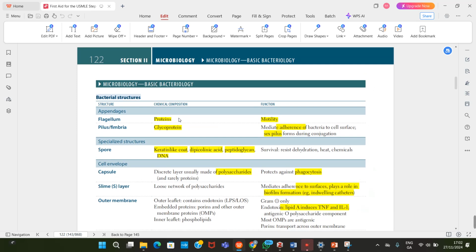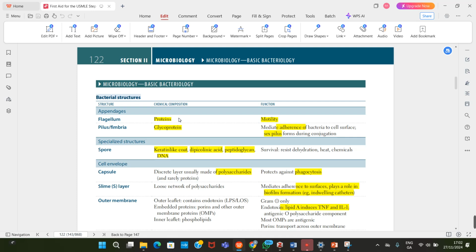Today we'll be starting the microbiology aspect. It's really a very long part of the step one discussion. We'll try to move fast as much as we can and focus on the important things.